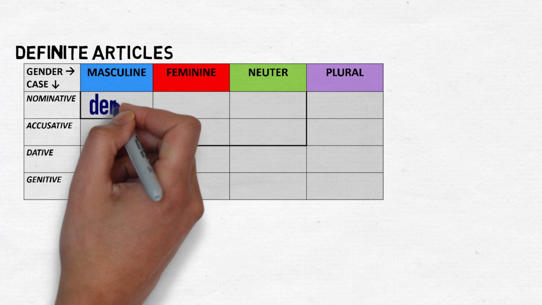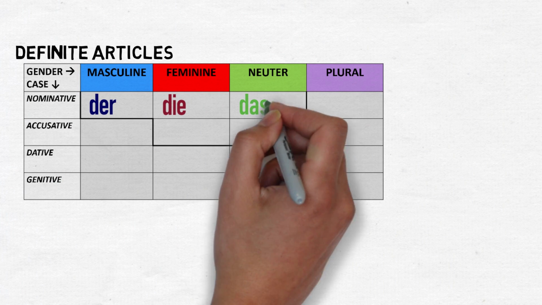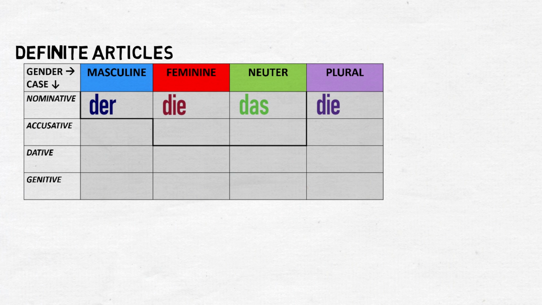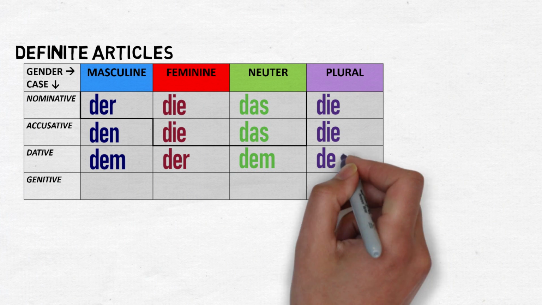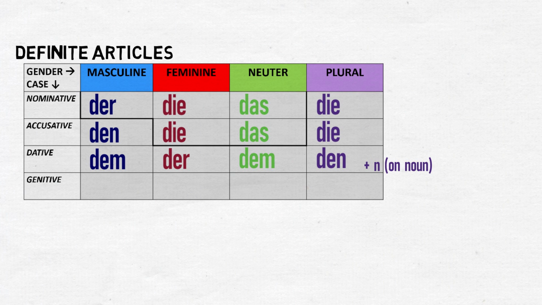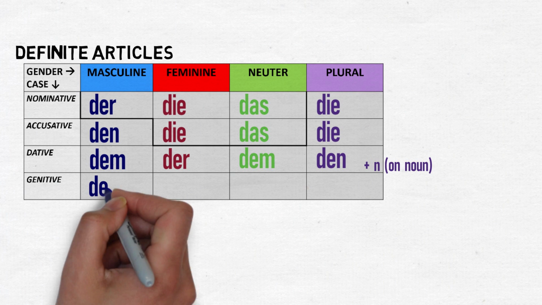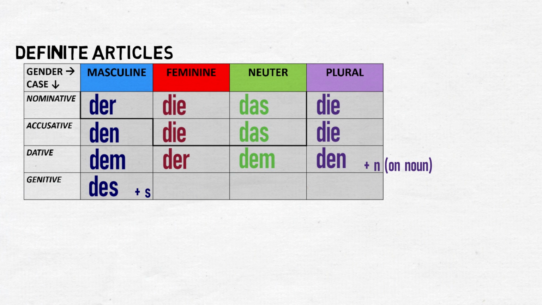The definite articles in German are der, die, das, die in the nominative case, den, die, das, die in the accusative case, dem, der, dem, den, plus an N on the noun in the dative case, and des plus an S on the noun, der, des plus S, and der in the genitive case.